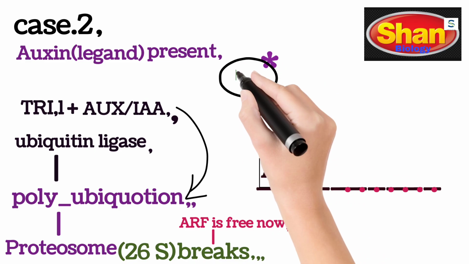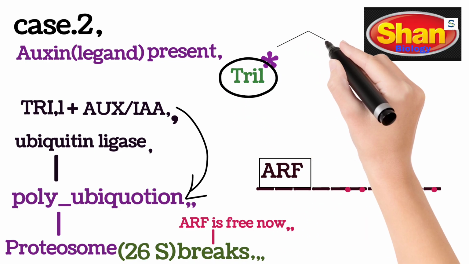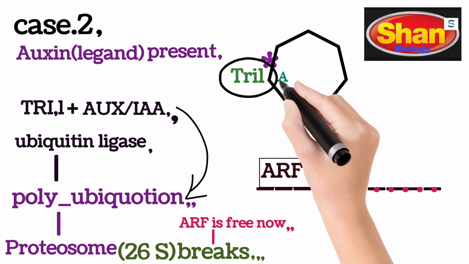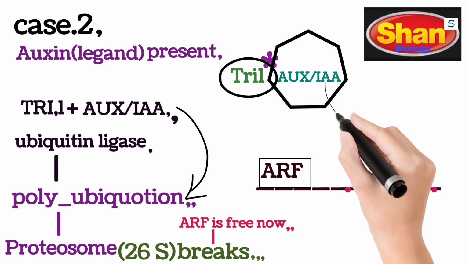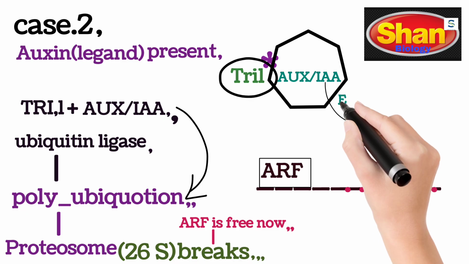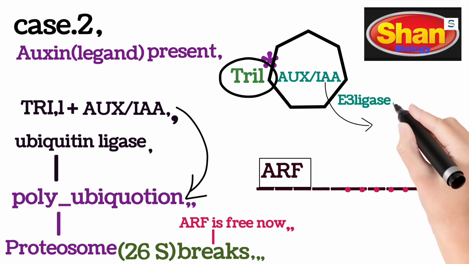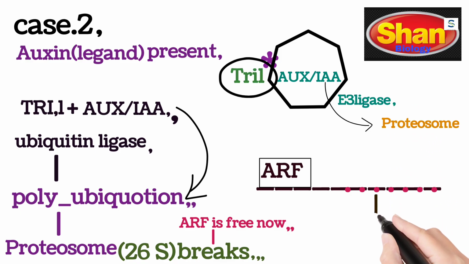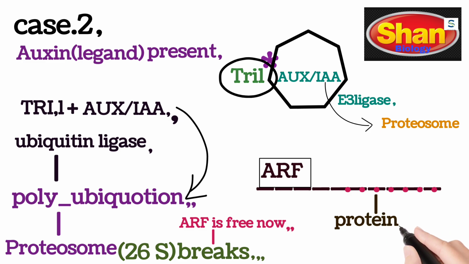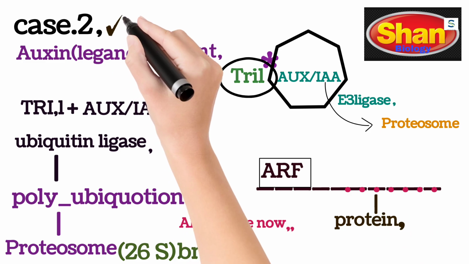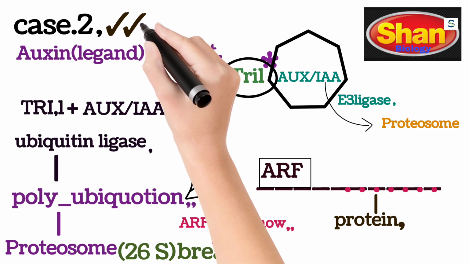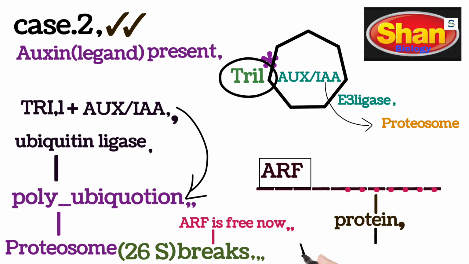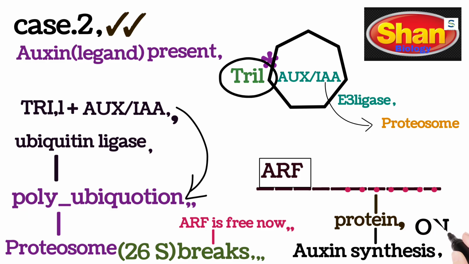It fuses TIR1 with AUX and, in presence of enzyme E3 ligase, gives rise to what we call proteasome. Proteasome breaks AUX, that is the primary function. When AUX gets broken, ARF is free. It expresses proteins, auxin genes get expressed, they form proteins, then proteins later on form auxins, and auxins perform different functions in the plant body. And here the whole process is on. It is the reverse of first.